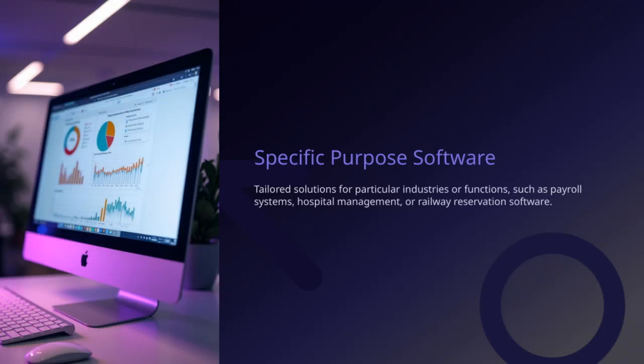Now, let's look at how tailored solutions can address specific industry needs. For example, payroll systems are customized to handle the unique payroll processes of different organizations, ensuring accuracy and compliance. Similarly, hospital management software is designed to streamline patient records, appointments, and billing, helping healthcare providers operate more efficiently. Another example is railway reservation software, which is tailored to manage complex booking systems, seat allocations, and scheduling.